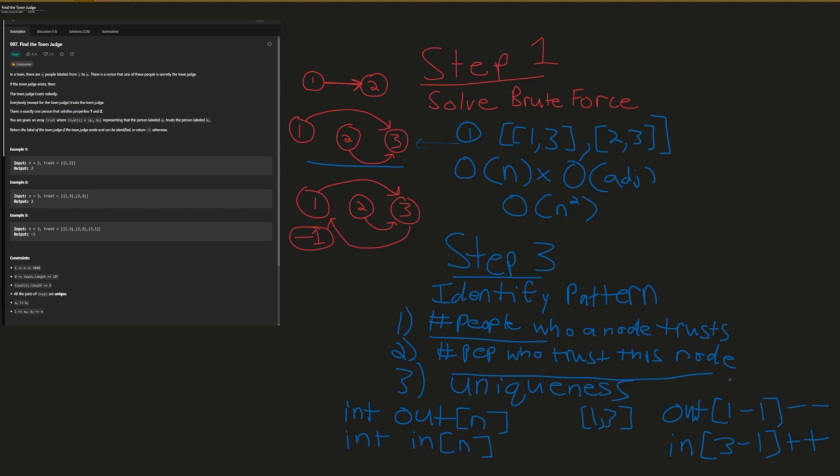And the condition to find the judge node is number of people who this node trusts, if there is a node that this is 0, and people who trust this node, so everybody needs to trust the judge except the judge, this needs to equal n minus 1. If there's any index that satisfies this, and it's the only index that satisfies this, then we found the solution. So let's go ahead and code this up.